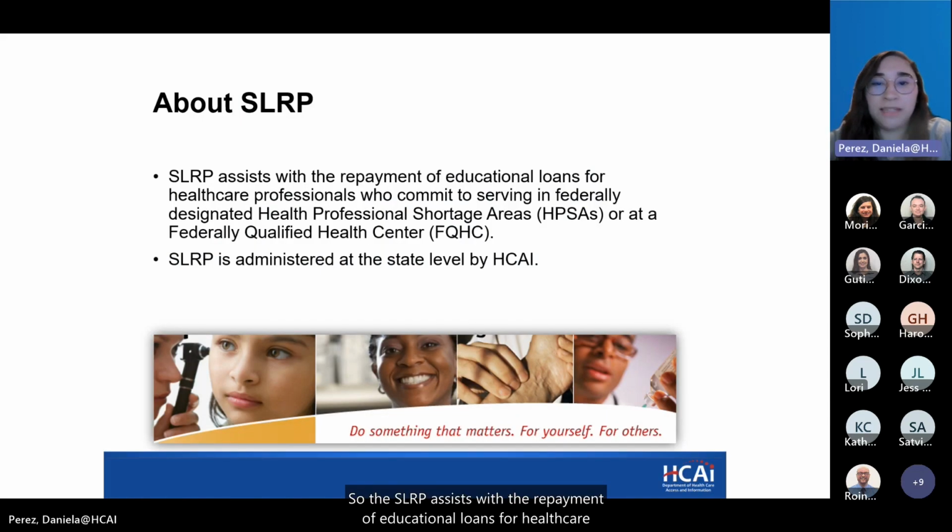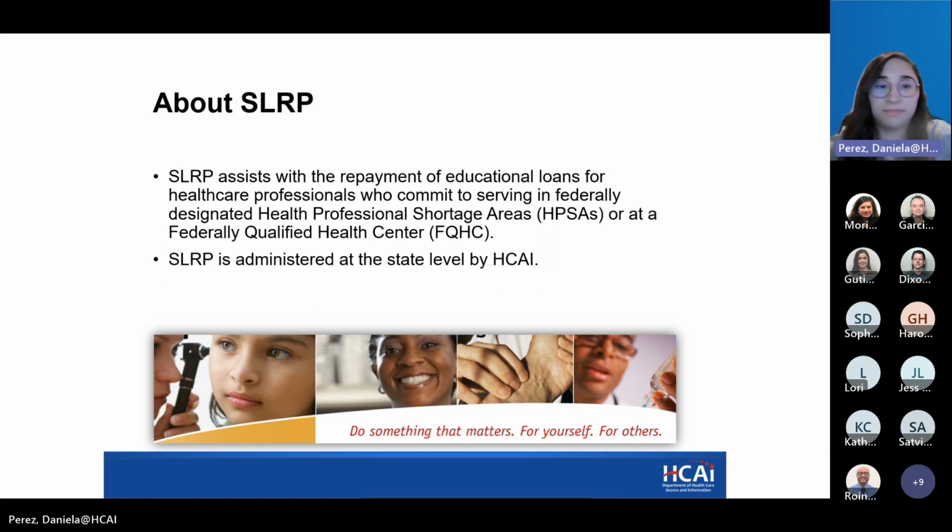The SLRP assists with the repayment of educational loans for healthcare professionals who commit to serving in federally designated health professional shortage areas, known as HPSAs, or at federally qualified health centers, FQHCs. This is a program that is funded by both federal and state funds.